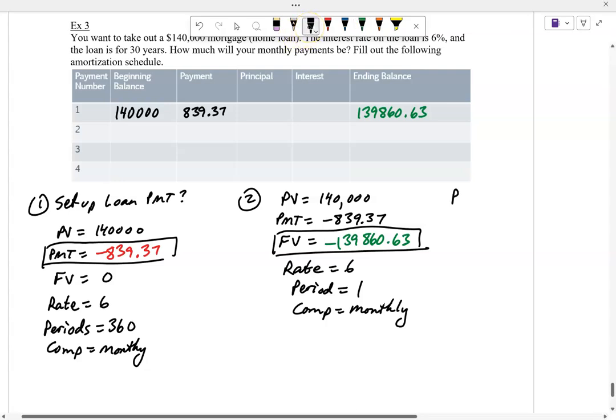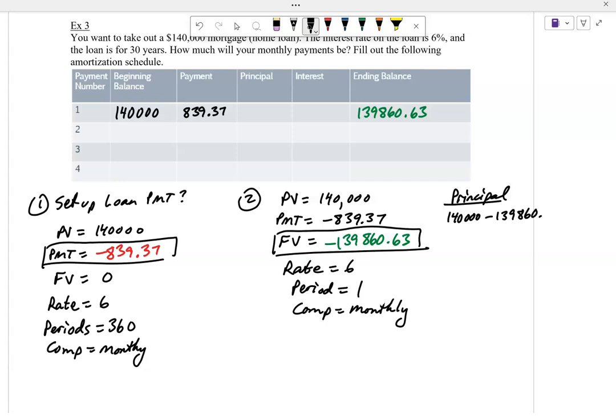My principal, I owed 140,000 at the beginning before I made the payment. I made the payment, and then I owed 139,860.63. So only $139.37 went towards my loan, or went towards the principal. The rest of it was a bunch of interest to the bank.